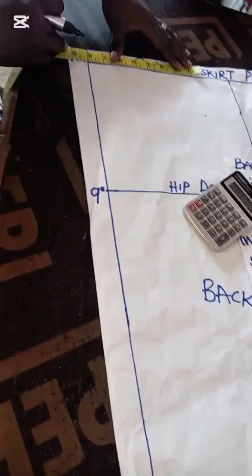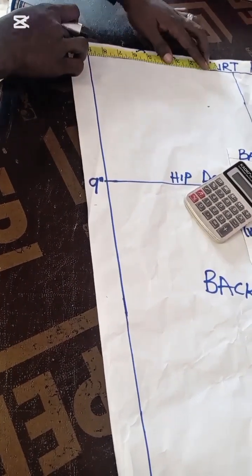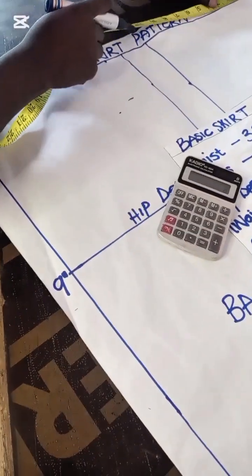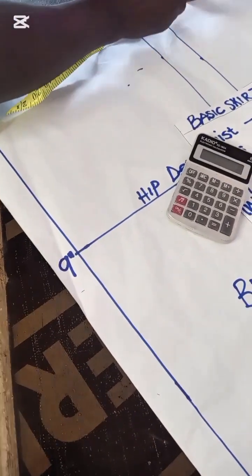That means we have 9. Let me measure the 9 here. 9, for the back, and also the front. Remember, this is the beginning. We're going to measure 9 as well for the front.